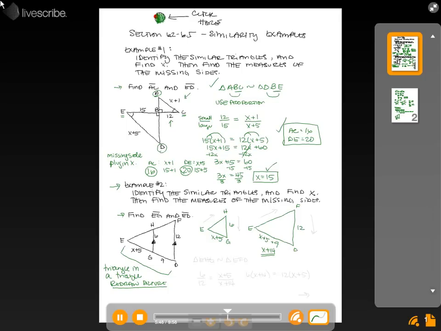It's not just the 9. It's split into two pieces right there at G. So we have to add the two things together to get the whole side of the bigger triangle.